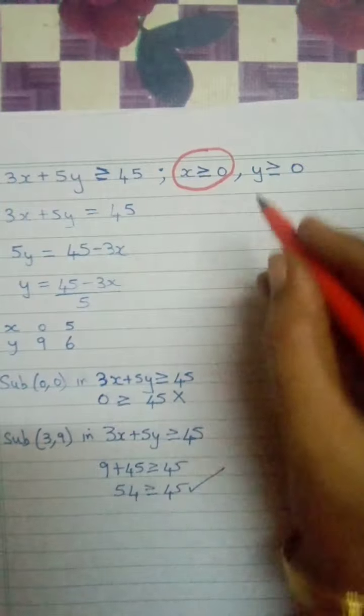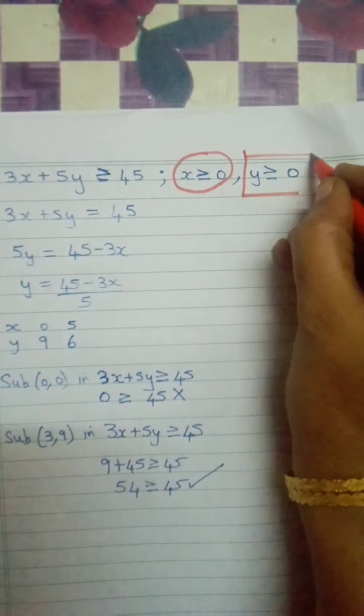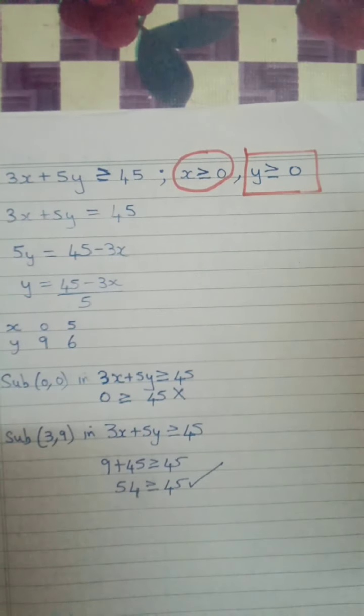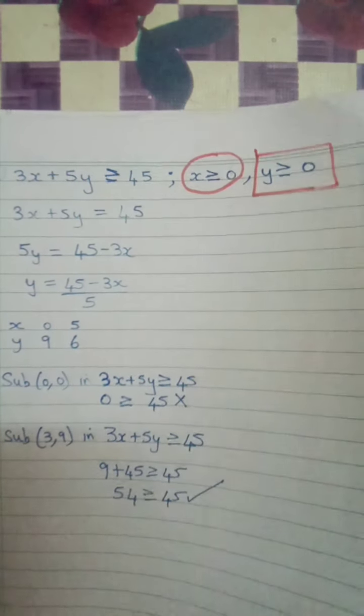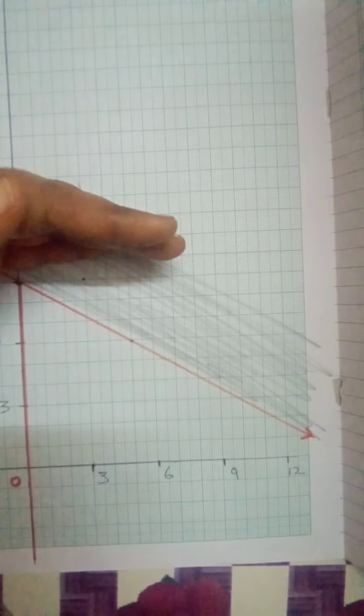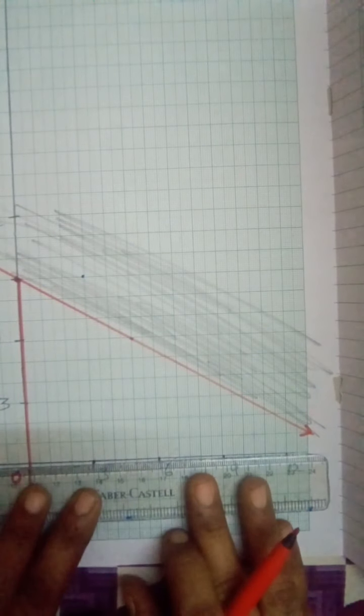Okay, so now let us see the next inequation. Next inequation is y should be greater than or equal to 0. That means y should be positive numbers or 0. In the graph we know the area above the x-axis, y values are greater than 0 and it will be positive. So all the region above the x-axis we have y values positive.